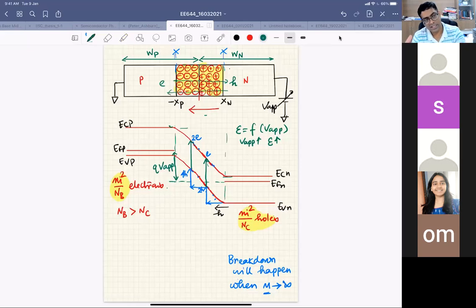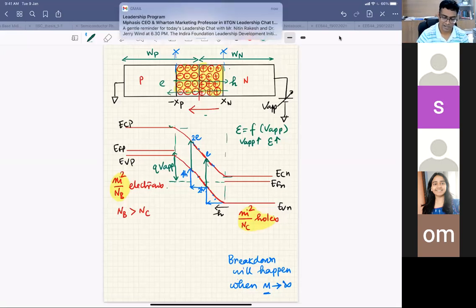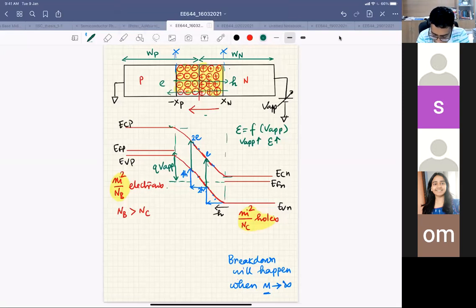But in our case, when we're talking about our typical bipolar junction transistor, your base doping Nb is higher than Nc. So mostly the reverse saturation current is because of holes traveling from N side to P side. That means collector to base. Okay. All right. So what happens?